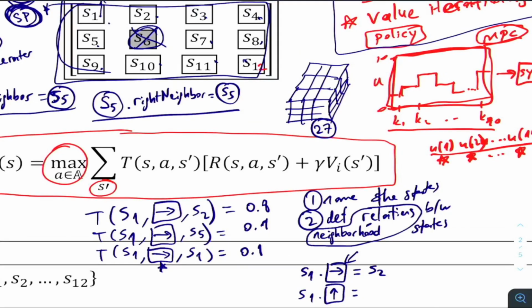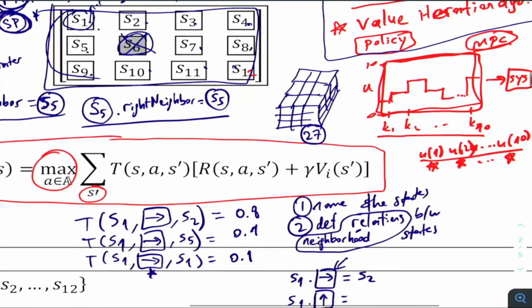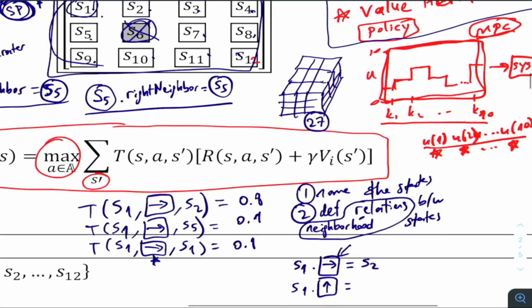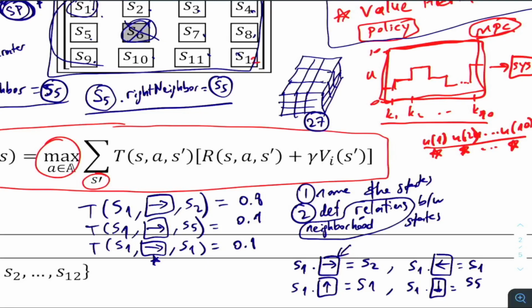S1 dot up. What is the up neighbor of S1? There is a wall, therefore again S1. S1 dot left is again S1, because there is a wall in that direction. That's perfect. S1 dot down, what is that? S5. So what we did for state S1, we defined the neighborhood by stating each neighbor and also the corresponding direction or action that you need to take to reach that neighbor. And we defined the neighborhood relation of state 1.